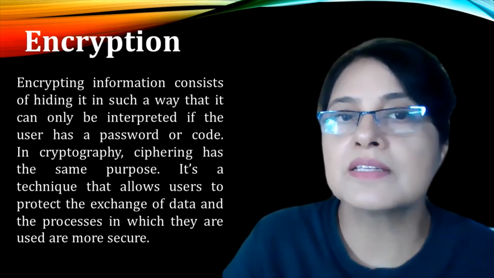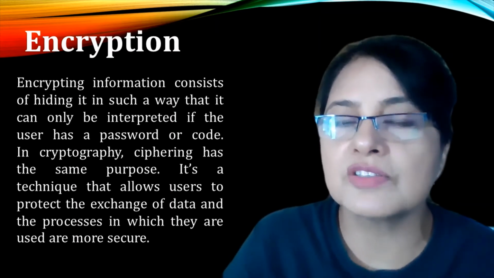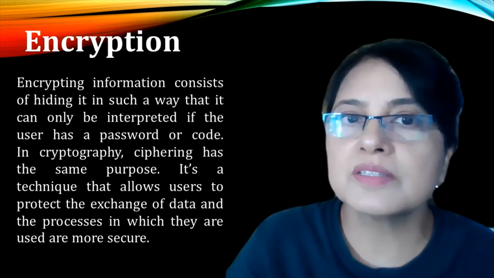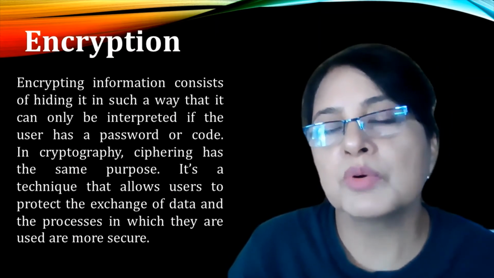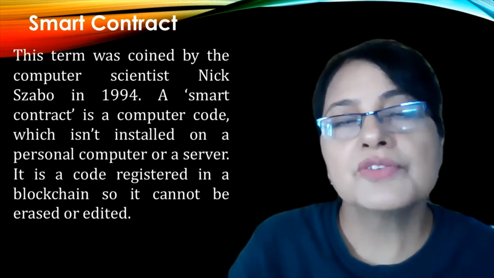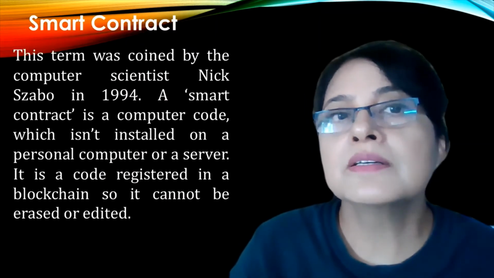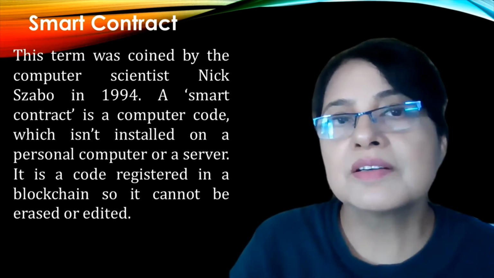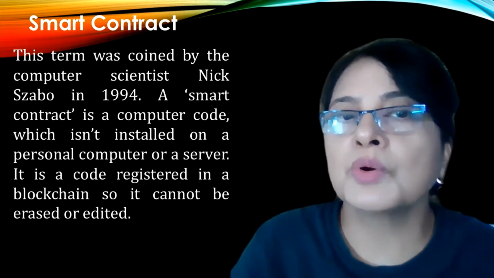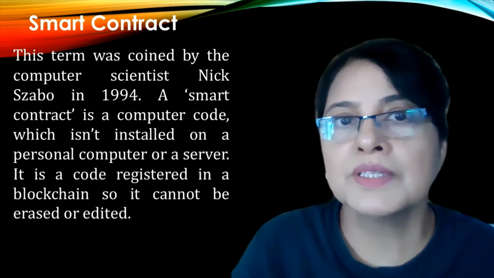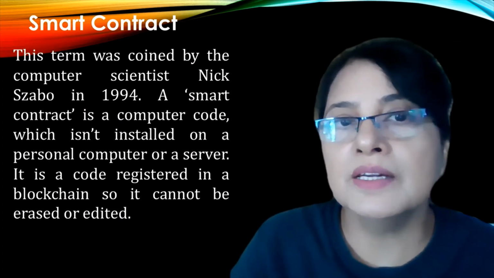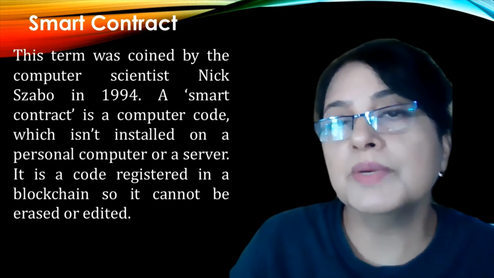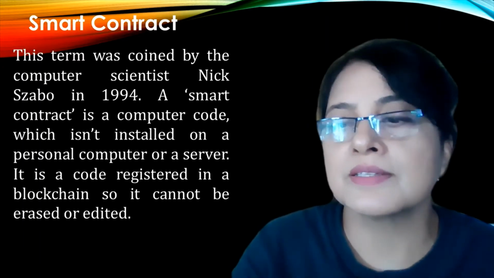It's a technique that allows users to protect the exchange of data, and processes in which they are used are more secure. Smart contract is a term coined by the computer scientist Nick Szabo in 1994. It's a computer code which isn't installed on a personal computer or a server. It's a code registered in a blockchain, so it cannot be erased or edited.